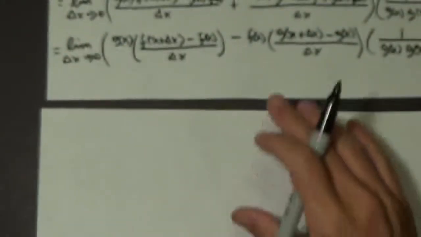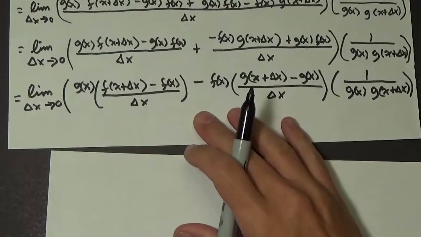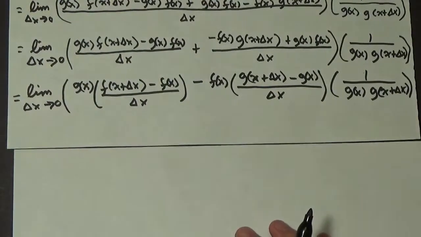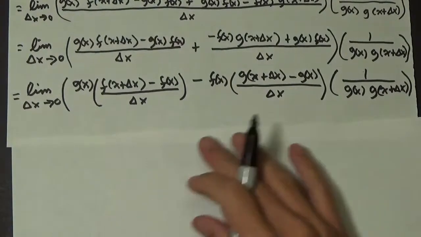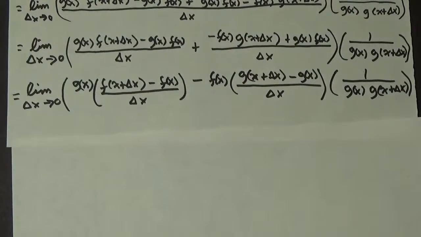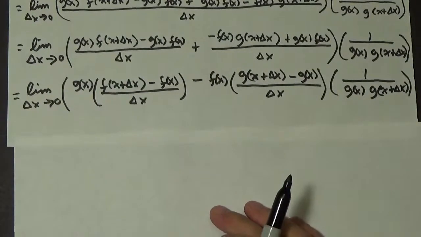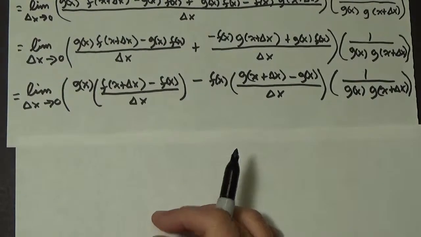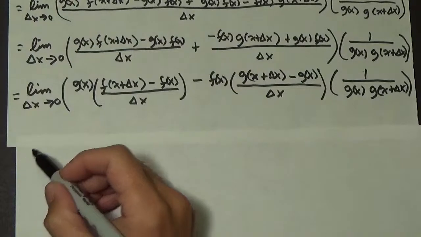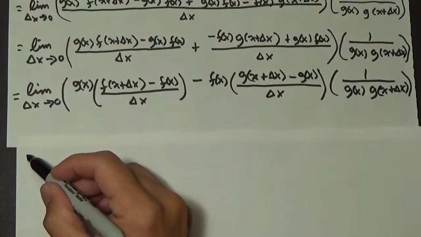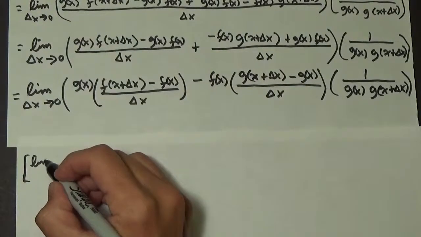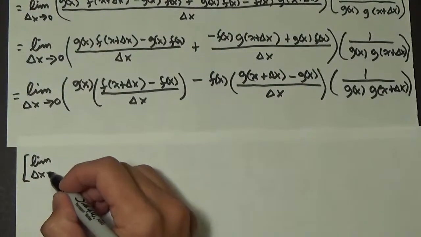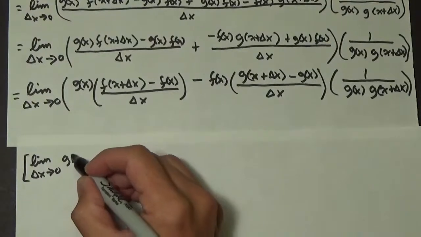Okay, so let's see what we can do here now. The next thing we need to do is split this into a bunch of limits. All right, so we're going to have the following. The limit as delta x approaches 0 of g of x.